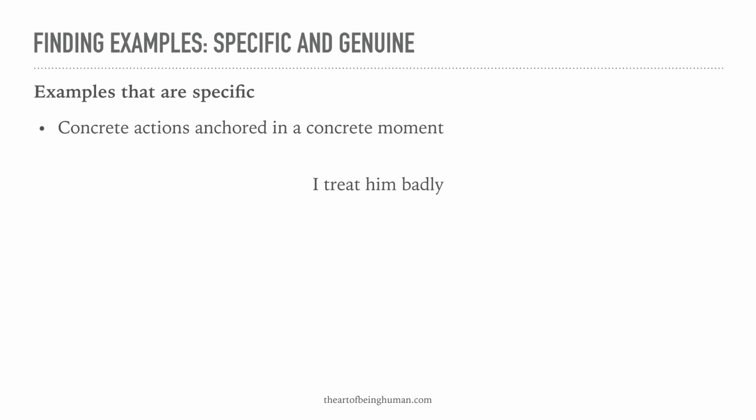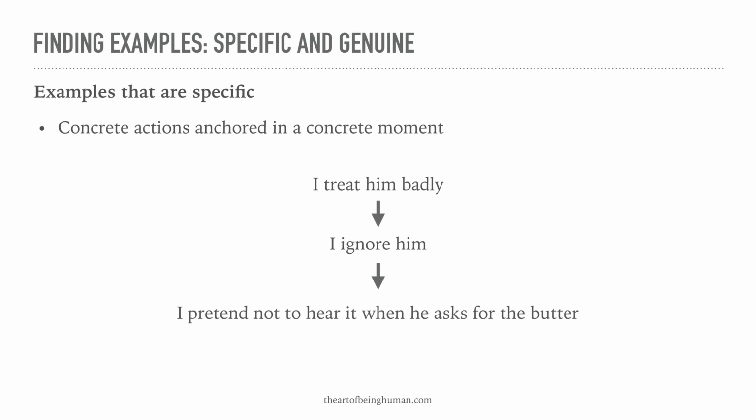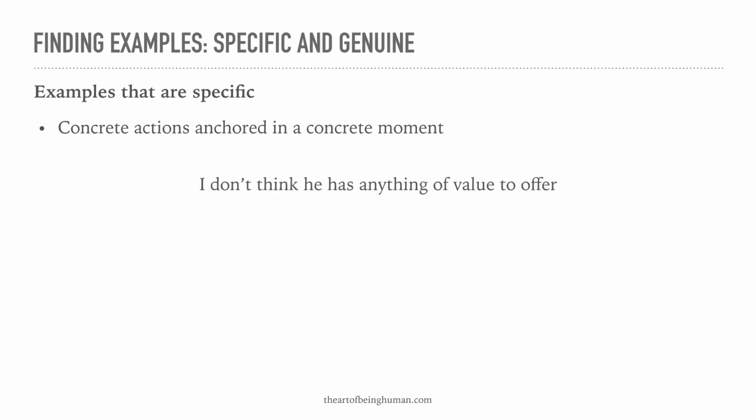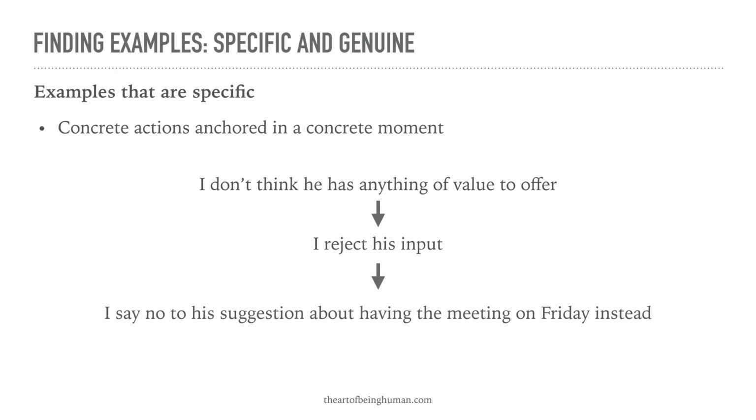So we can move a little closer by specifying that I ignore him. But to really get in touch with how we're treating him in that moment, we can go all the way to I pretend not to hear it when he asks for the butter. This is being specific. Similarly, I don't think he has anything of value to offer is a very general observation. I reject his input is better, but I say no to his suggestion about having the meeting on Friday instead, gets us really close to our own behavior and puts us in touch with the example as a specific experience anchored in the concrete.